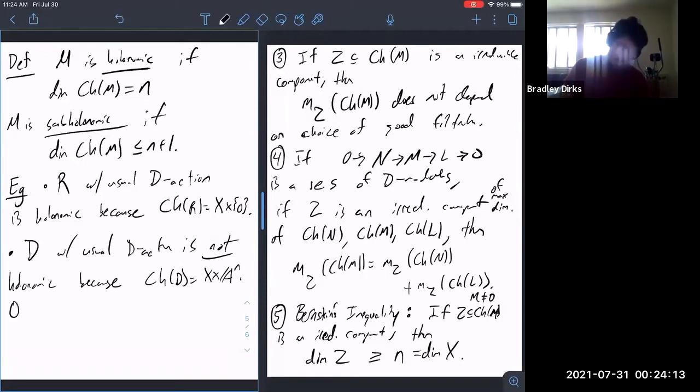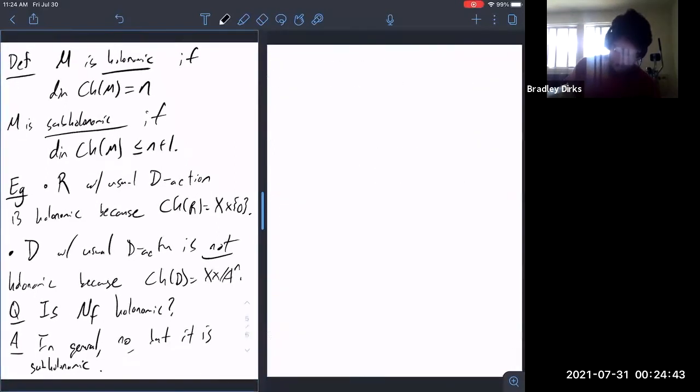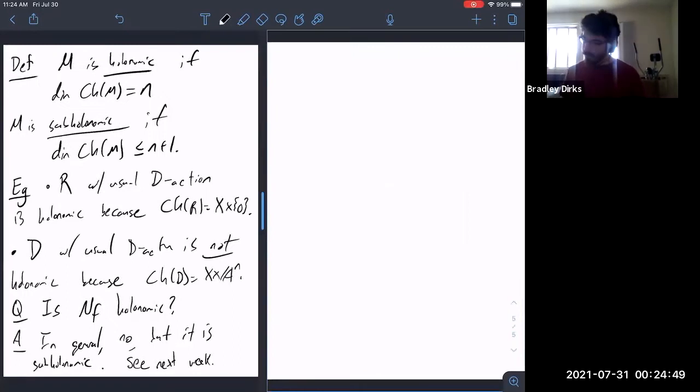Okay, and so here's a question. Is an F holonomic? So the answer is, well, first of all, we don't know if it's coherent or not. So we would first restrict to the case where it is coherent. But then the answer is in general no, but it is subholonomic. And this will be very important for next week, and we'll prove that next week. So see next week. Okay, great. Feel free to interrupt me with any questions if there are any.